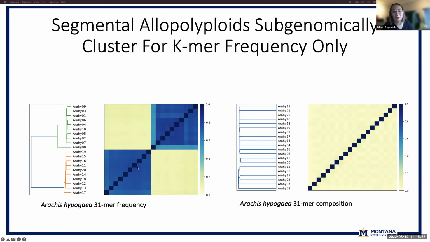And so again, we have these two beautifully well separated subgenomes for KMA frequency, although one of them, chromosome 8, is generally trying to do its own thing for the vast majority of the KMA values. And then once we get to KMA composition, we see homologous pairing in its place. We don't see subgenomic clustering.